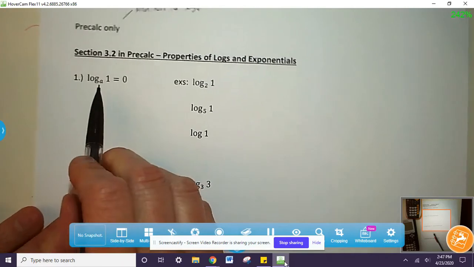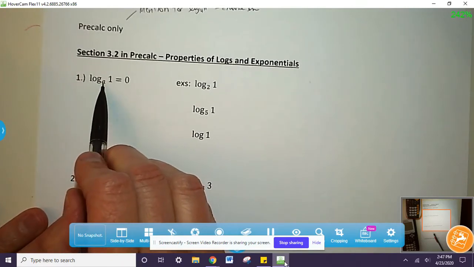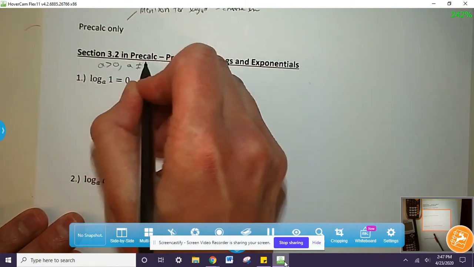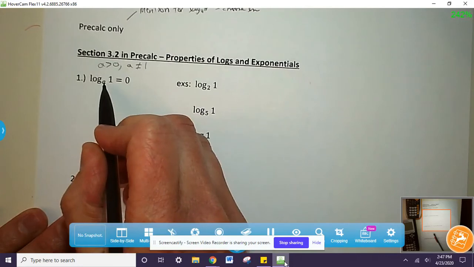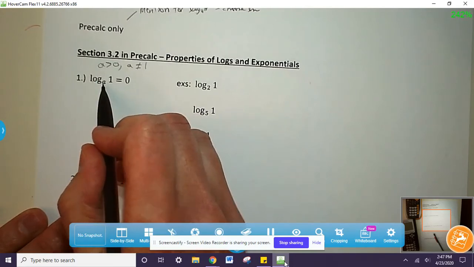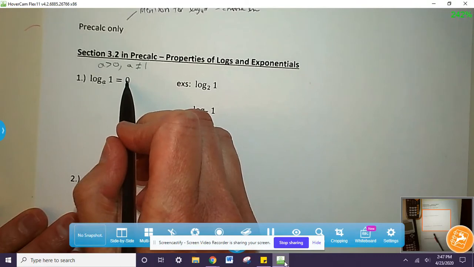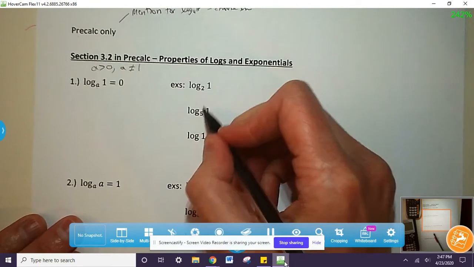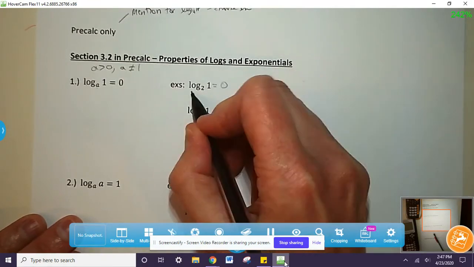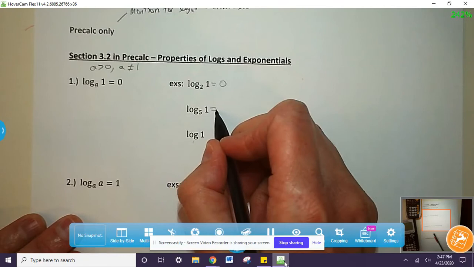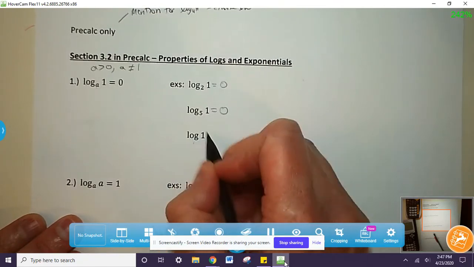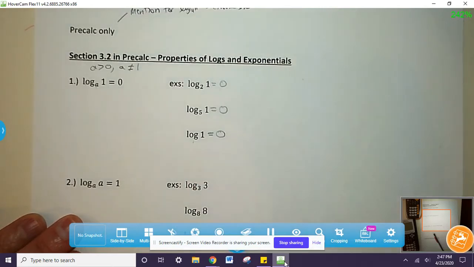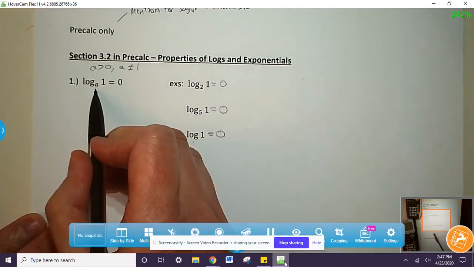The first property says, if you have log with any acceptable base, so base a, as long as a is greater than 0 and not equal to 1, log with any acceptable base of 1 will be 0 every single time. So that's something good just to be aware of because it provides you with a shortcut. No matter what the base is, if you have the log of 1, the answer is 0. So if you're working on a problem, you see log base 5 of 1, the answer is 0. This right here is common log, log with the base of 10. The answer is 0. Anytime you're taking the log of 1, the answer is 0. So that is a property and it makes for a nice shortcut.